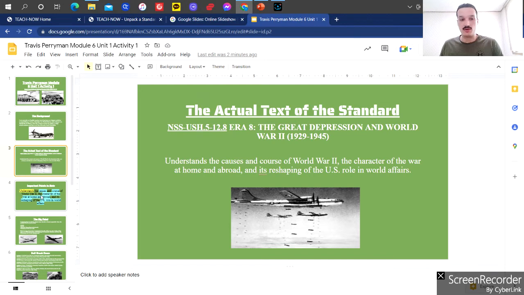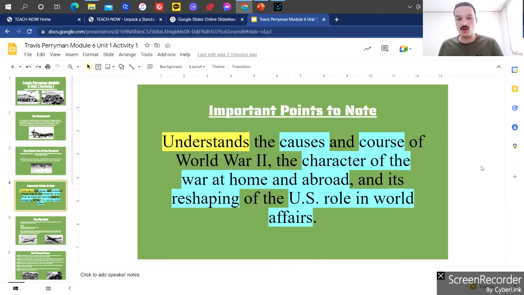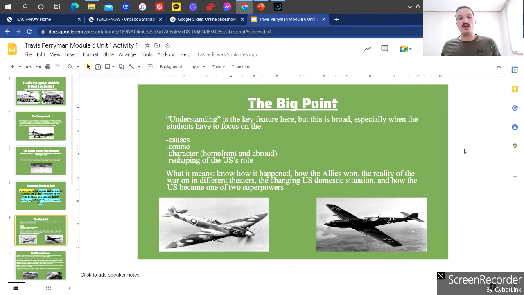role in world affairs. Now, the important points to note, the big verb here is understand all of these particular nouns. Now, this big point, understand, is a key feature here, but it's quite broad, especially when the students have to focus on the causes, the course, the character, both on the home front and abroad, and the reshaping of the U.S.'s role. And now here's what it really means once we break it all down.